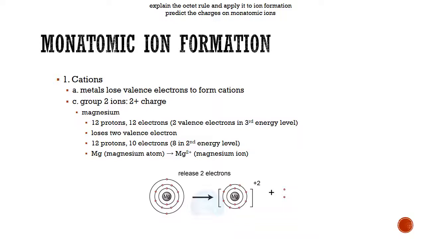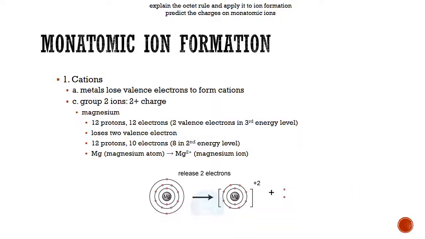And notice how we write that formula. It is Mg2+, because there are now 2 more protons than electrons. It would not be correct to simply write Mg+, or to simply say magnesium had a positive charge, although in general it does have a positive charge.